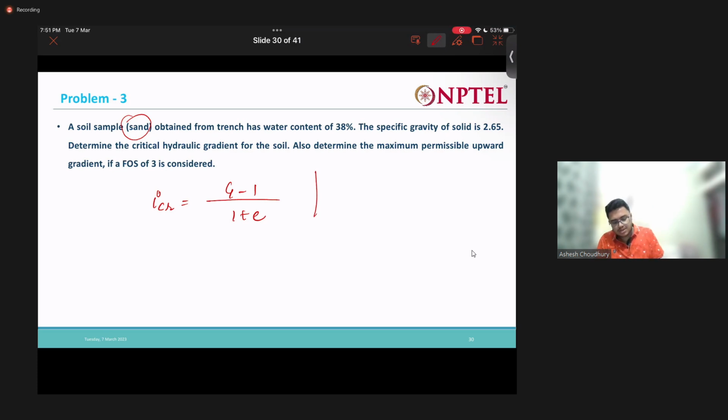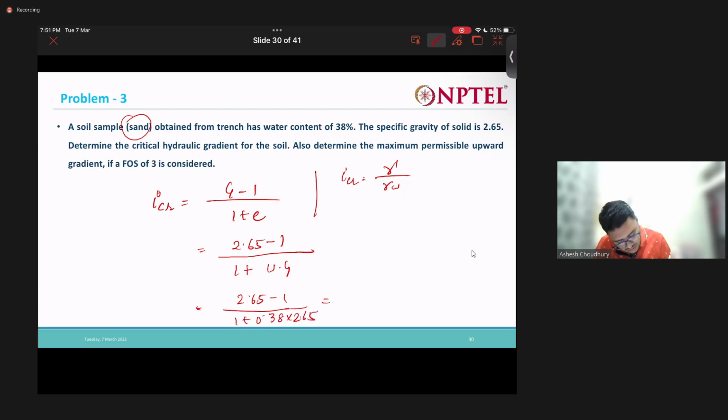My critical hydraulic gradient is nothing but gamma sub by gamma w. So from here we are getting this. Just put the given quantities: 1 plus e, where e is equal to w into G, with S equal to 1, since it's saturated. So it is (2.65 minus 1) by (1 plus 0.38 into 2.65). This comes out as 0.822.